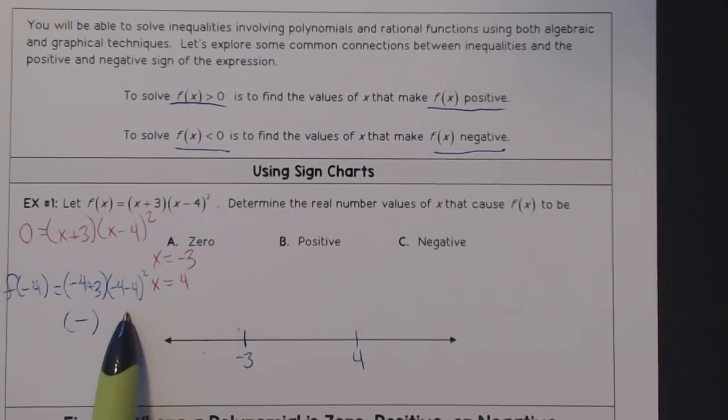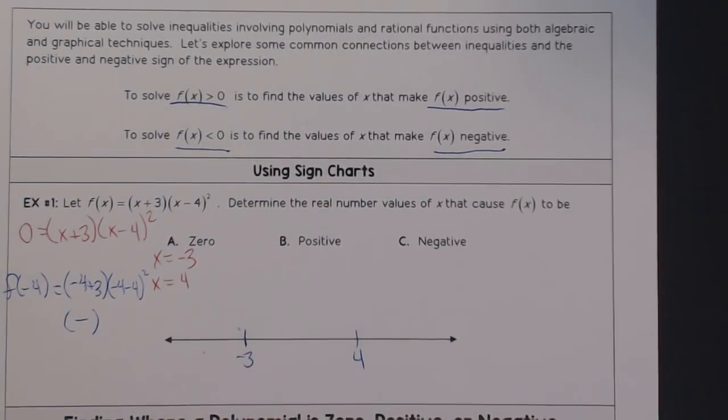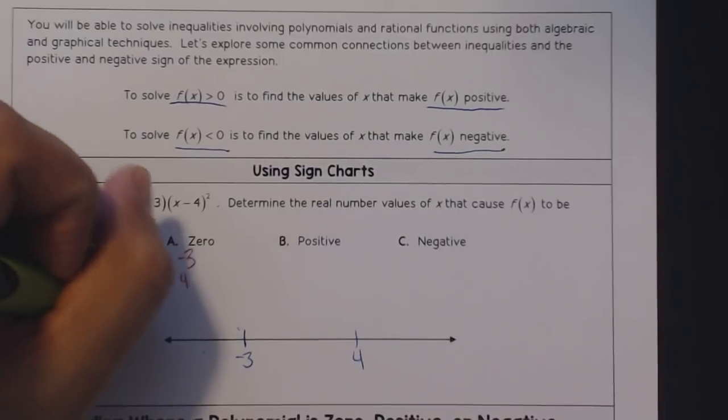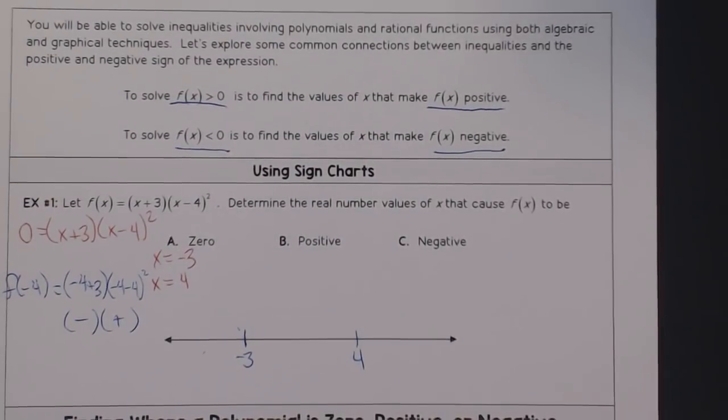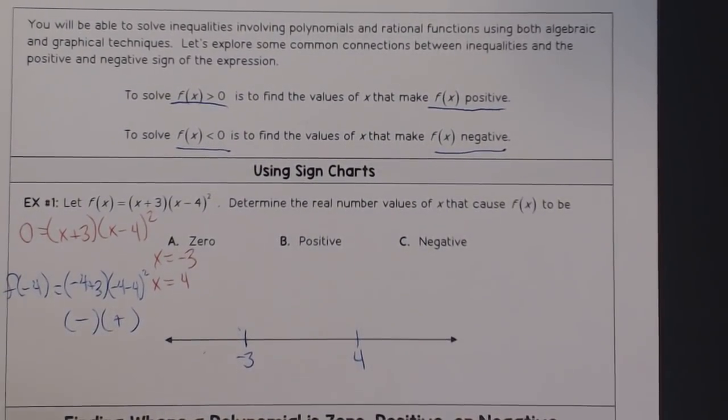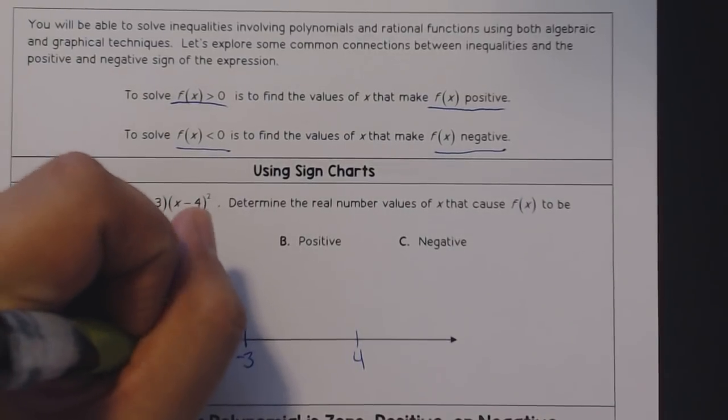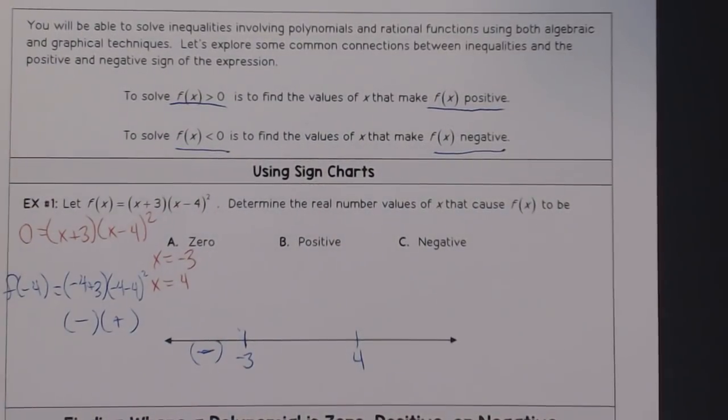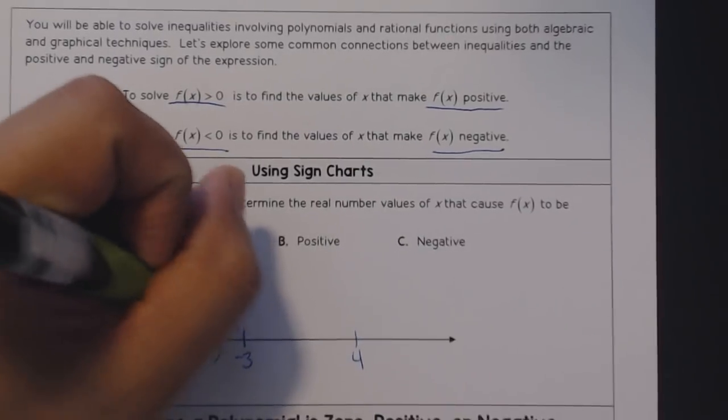Remember, negative 5 squared is the same as 5 squared. Here, negative 4 minus 4 becomes negative 8, but negative 8 squared gives us positive 64. So what we care about is that we get a positive sign here. Because of that, we know we're going to get a negative below anything less than negative 3. The value that we tested here was x equals negative 4.